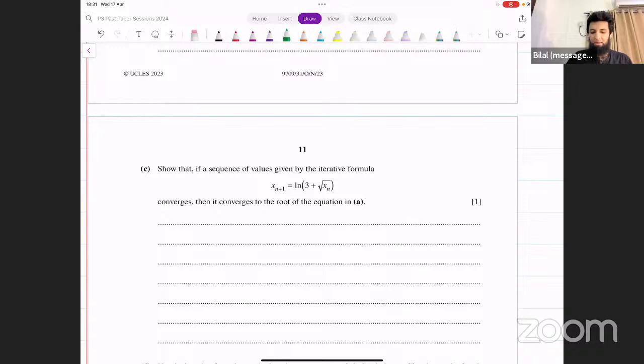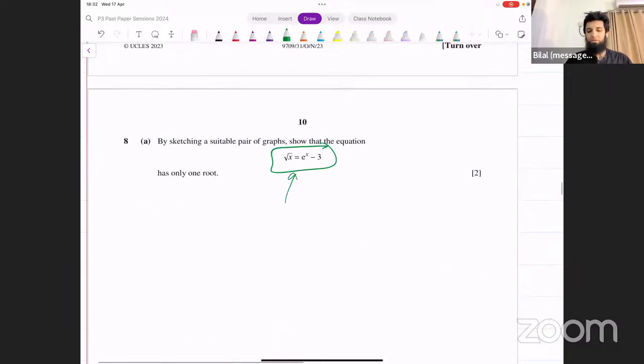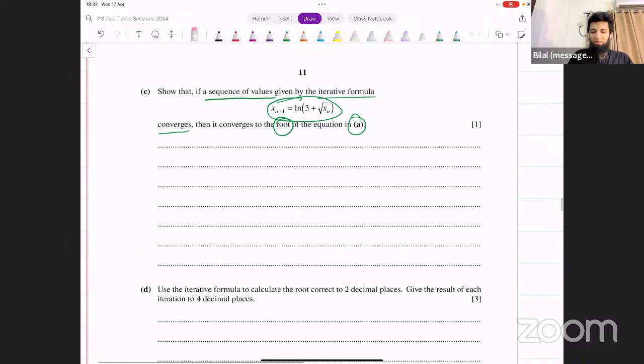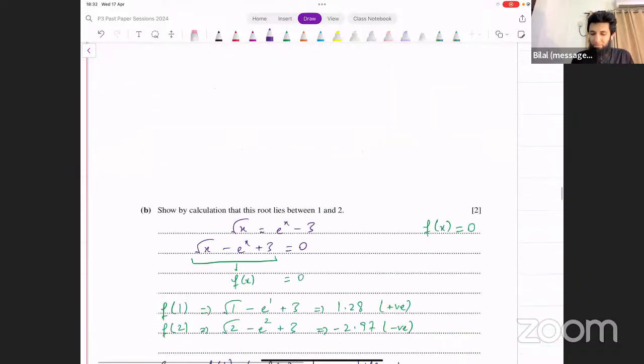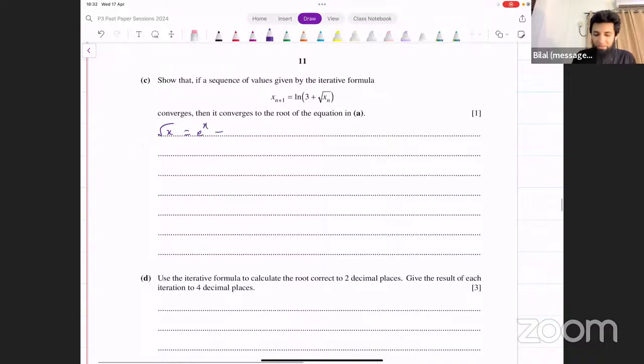So let me explain again. It says if a sequence of values given by the iterative formula converges, that means if this iterative formula was to give you an answer, that answer would be the root of the equation in part A. So that answer would be for this equation. Now, how do you prove that? That this equation is what this iterative formula is for. Let me write down that equation. That equation was under root x equals e raised to power x minus 3.